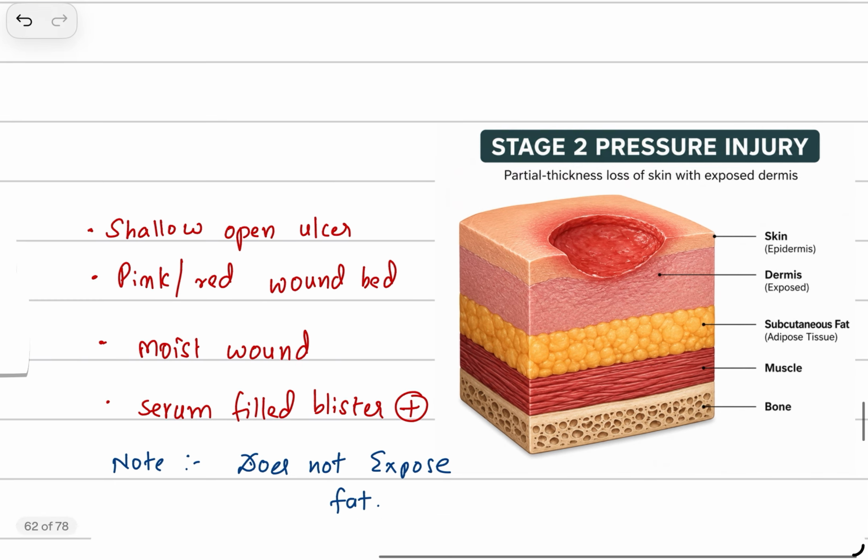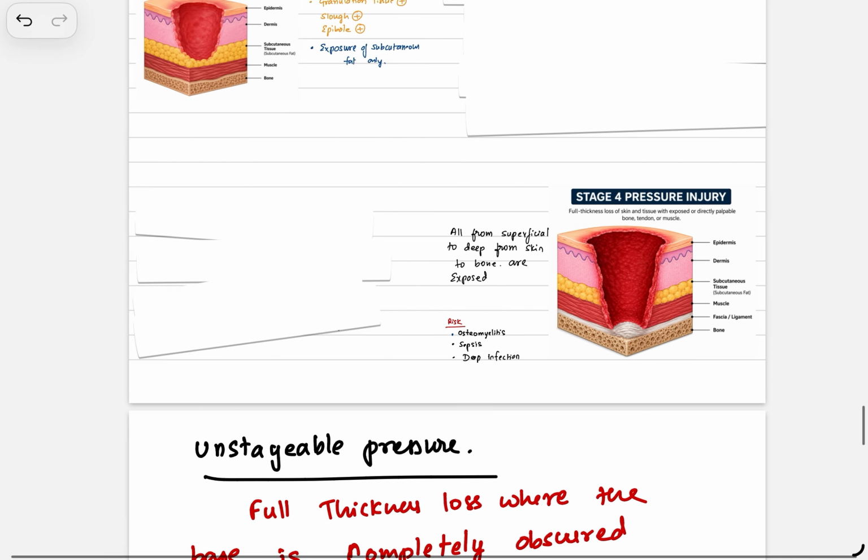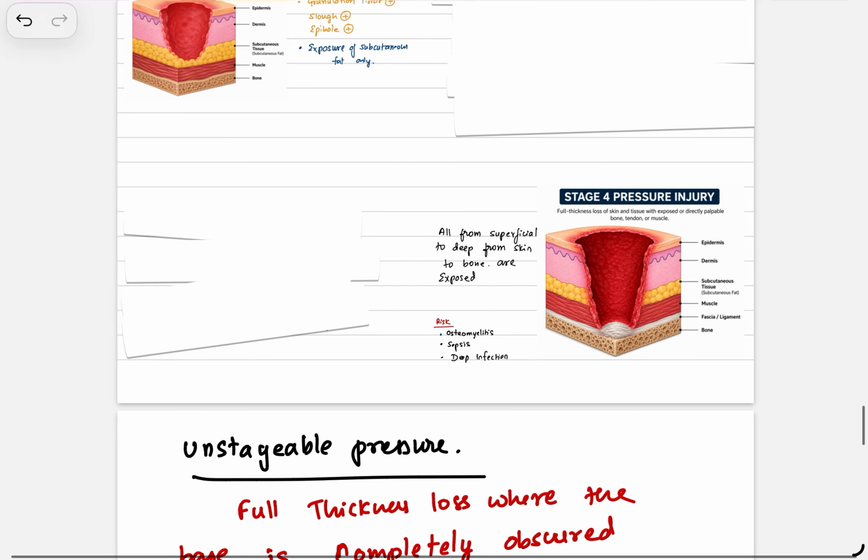Due to stage 4, there is the highest risk of complications, that is osteomyelitis, bone infection. Okay? Sepsis, where the overall body will get infected, and deep infection. Osteomyelitis is one of the deeper infections. I hope everyone understood the stages. Unstageable means, as I said, it is covered by slough and eschar. Eschar means black necrosed part, and slough is debris present over the bone. Clear?